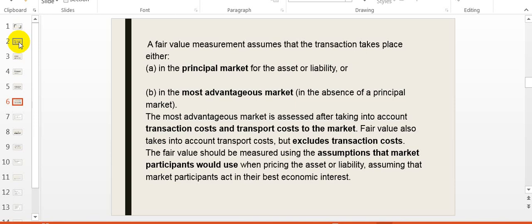The fair value should be measured using the assumptions that market participants would use. In simple terms, market participants would act in their best economic interest. So those are the assumptions that you make.